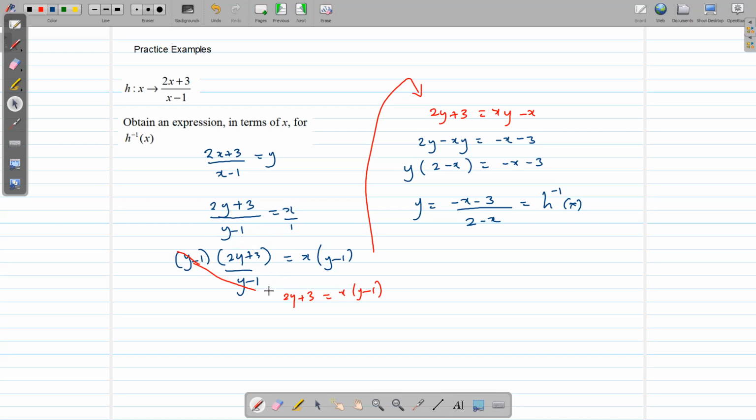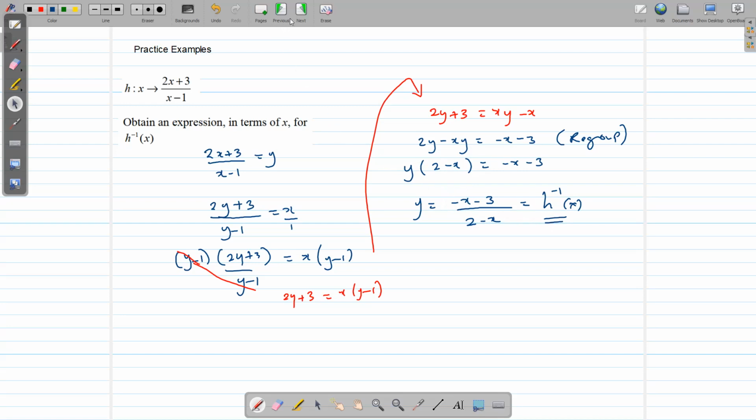And here, this cancels out, leaves us with 2y plus 3 is equal to x times y minus 1. Multiply that out. X times y minus 1 gives us xy minus x. And once we remove the bracket, we can reorganize or regroup our equation. So we regroup our xy on the right-hand side, on the left-hand side of the equation here. And we take this positive 3 to the right-hand side. Once you've done that, then we factor this out. And once you factor out the y, you get 2 minus x here. And divide, and that becomes our inverse function.